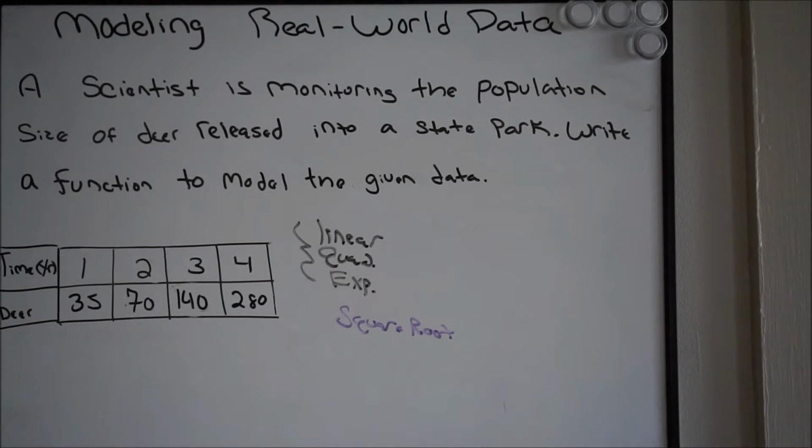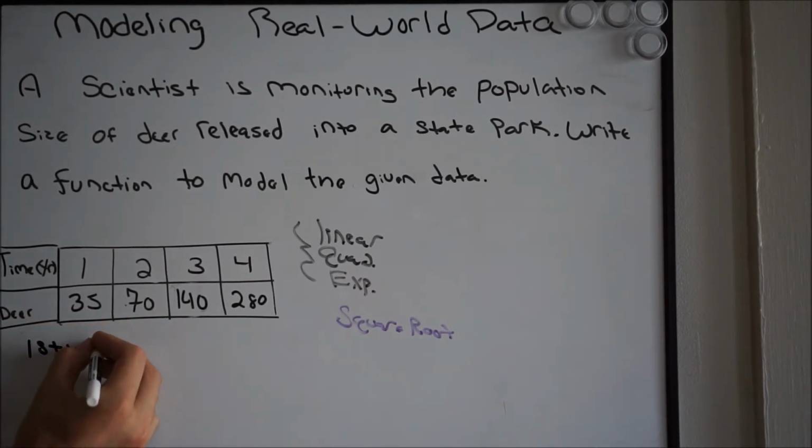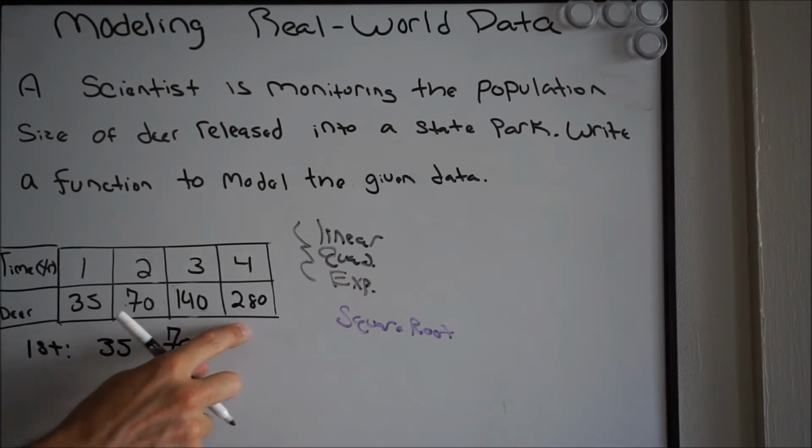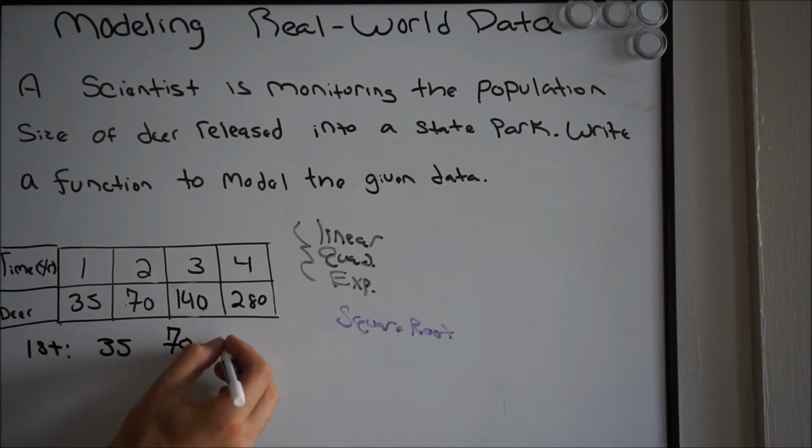So what we're going to do here, we need to determine what we're dealing with. I'm just going to go right in order here. I'm going to start with linear and work my way down. We know linear is going to have evenly spaced x values, which it does. Here's my x, here's my y, so time is my x, deer is my y. So we're going to test the first difference here, between the y values. So 70 minus 35 is going to be 35. 140 minus 70 is 70. 280 minus 140, well, that's going to be 140.